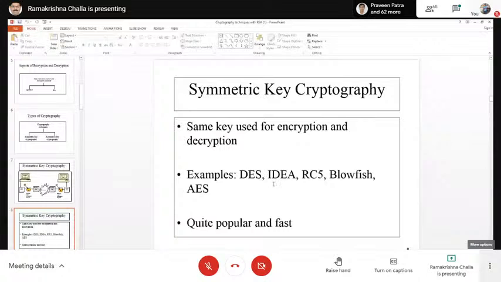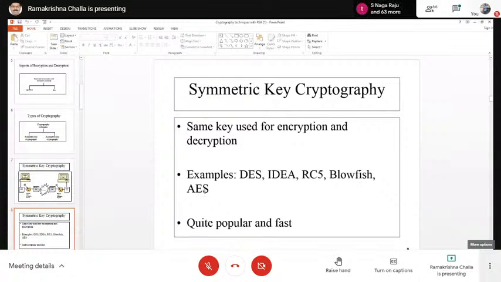Another popular algorithm is IDEA, International Data Encryption Algorithm. Then you also have Rivest Cipher 5, named after Ron Rivest, the inventor. He was a professor at MIT. Ron Rivest is also the inventor of RSA, which I think will be covered in the next class. I will also touch upon the name in the coming slides. And then there is the Blowfish symmetric key algorithm also.